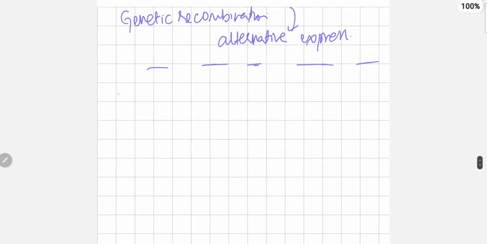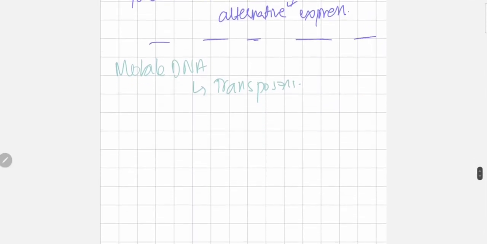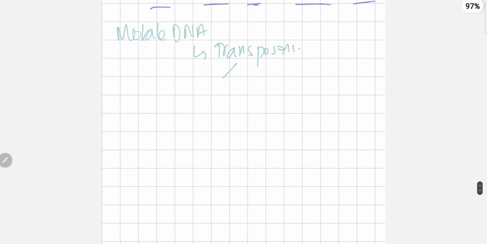Okay. The next one and the last one is the mobile DNA elements that are called transposons. Now these transposons are mobile and they can regulate gene expression throughout the DNA. They can move from one chromosome to another, so like these are two chromosomes and this is a transposon. It can move anywhere in this chromosome, or it can stand up from here and go sit there, right?